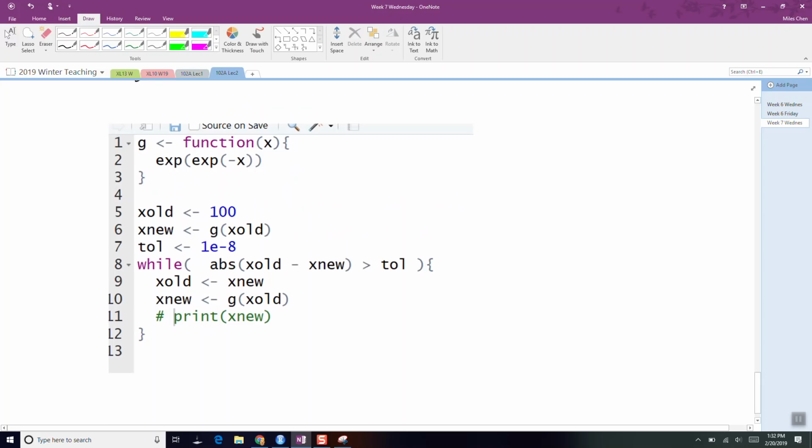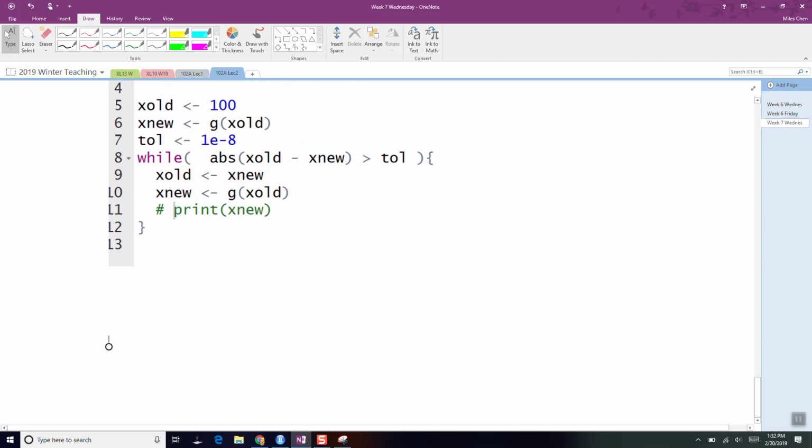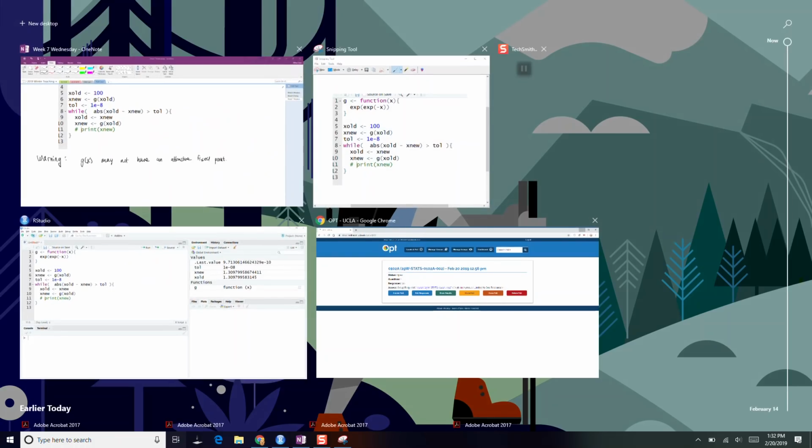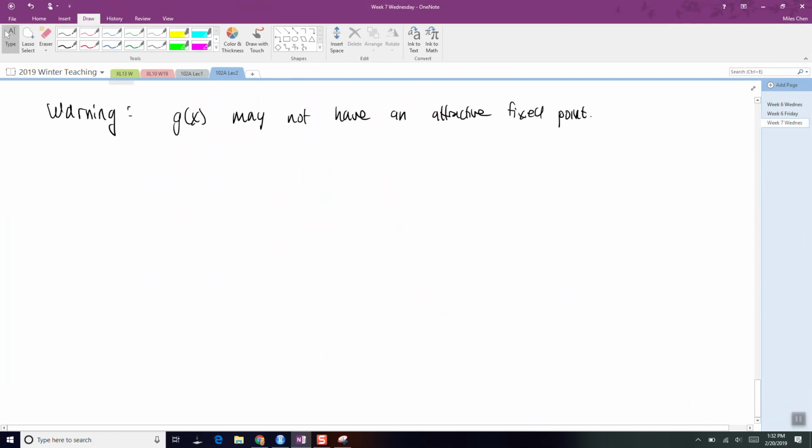Is that all right? Any questions on fixed point iteration? All right, and then again, the warning here is g of x may not have an attractive fixed point, where you just keep applying the function and it just goes to its location.